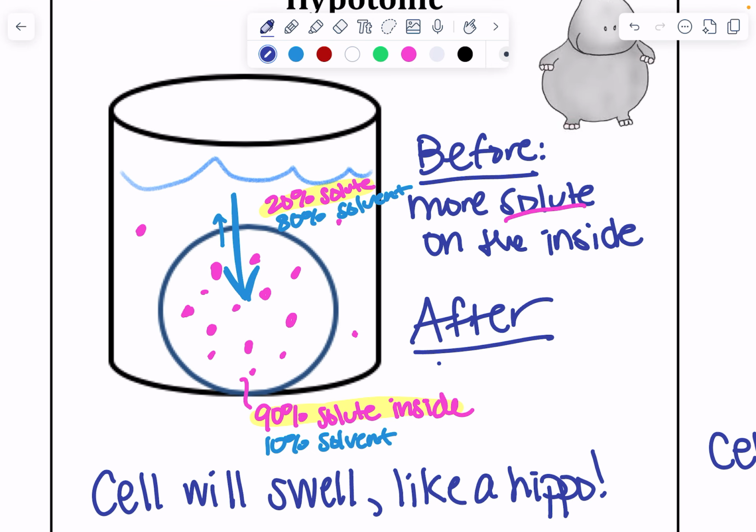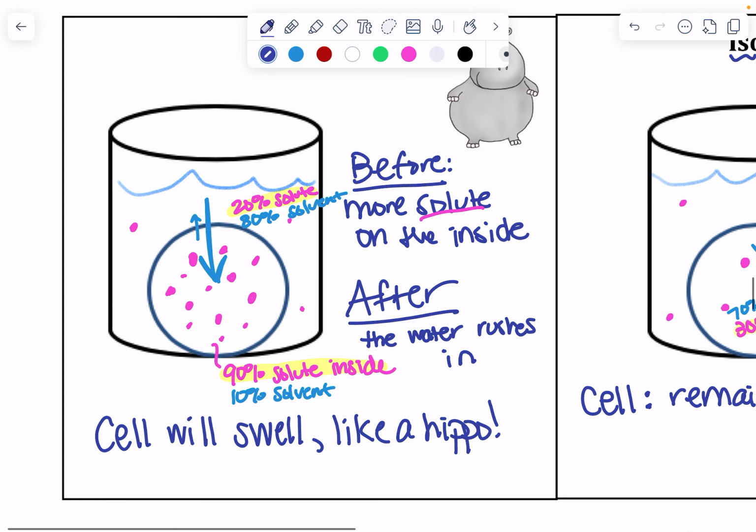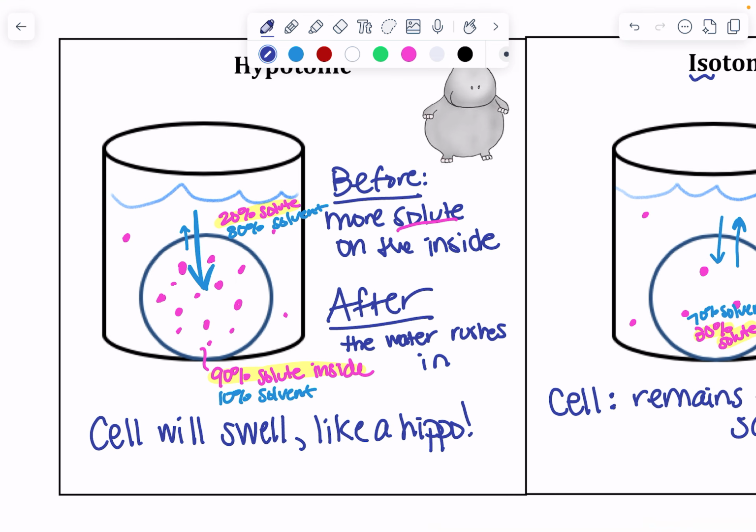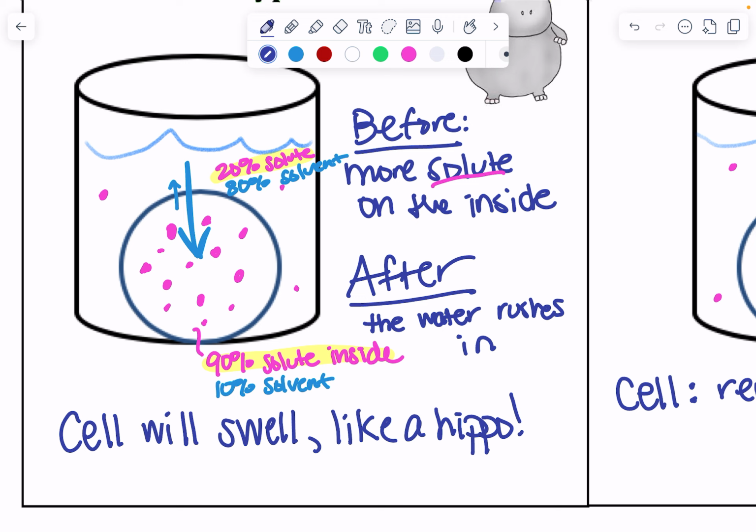So then you can say the water rushes in, okay? And the cell will bloat or swell up like a hippo, hypotonic solution. So the cell is in this solution and it is going to be swelling up, and this is because there is more solute in the cell when you put it in the solution, so then the water is going to go to rescue the cell, I like to say.